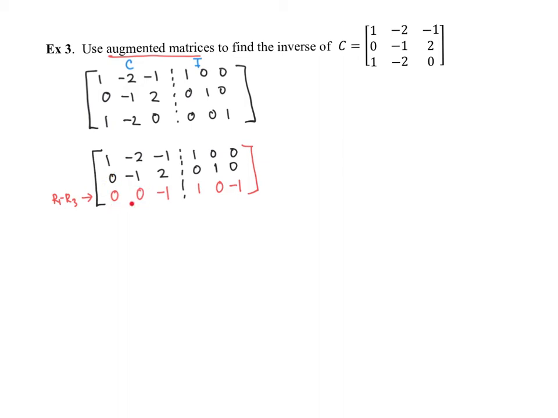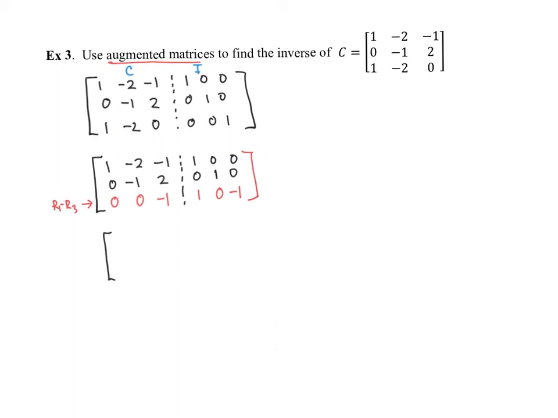I would normally try to get a 0 here, but it kind of actually just appeared for me. So I'm going to go back up to this column and try to create zeros along here. So if I want to get a 0 here, I'm going to cancel it using row 3. So maybe row 1 minus row 3. And the method is, again, not unique, but the resulting inverse will be. So 1 minus 0 is 0. Negative 2 minus 0. Negative 1 plus 1 is 0. 1 minus 1 is 0. 0 minus 0. 0 plus 1.